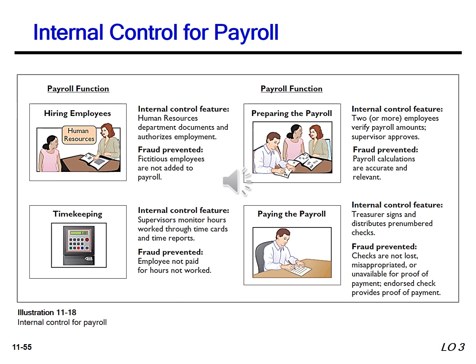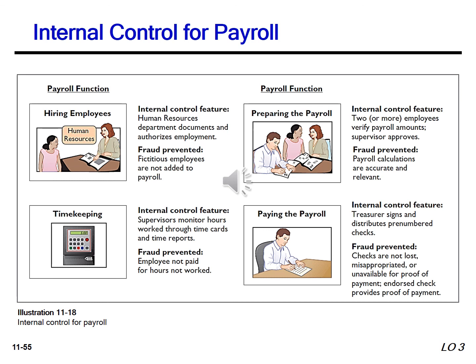If you have ever worked in different workplaces, usually they have a card punching machine or a fingerprint machine to check what time the employees make it to work and what time they leave. So the internal control feature here is that supervisors monitor hours worked through time cards and time reports. And the fraud that is prevented by this measure is that employees are not paid for hours that they haven't actually worked.